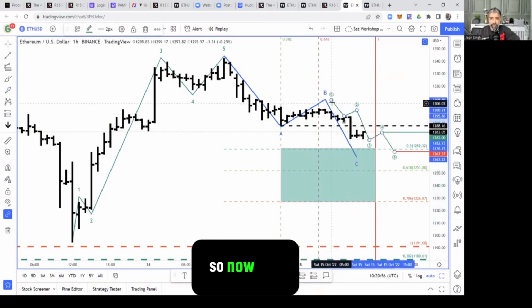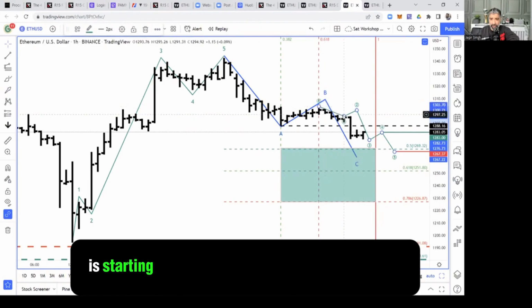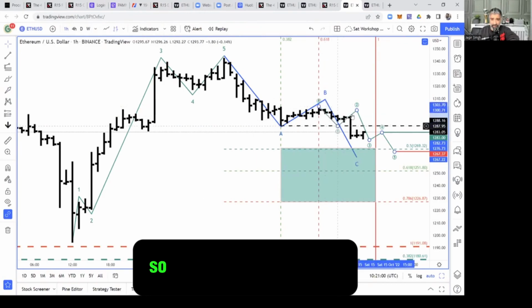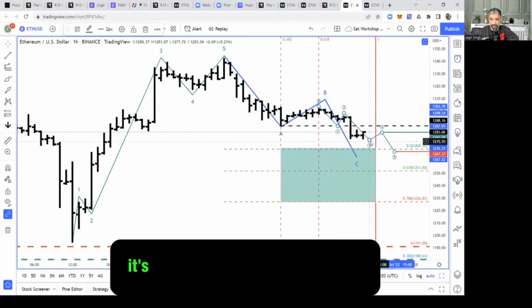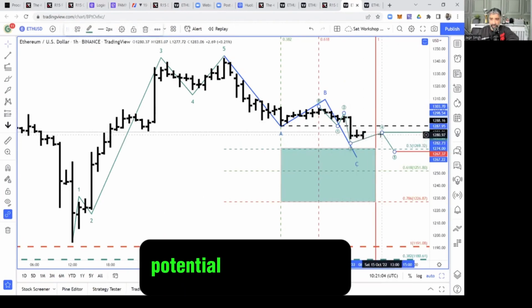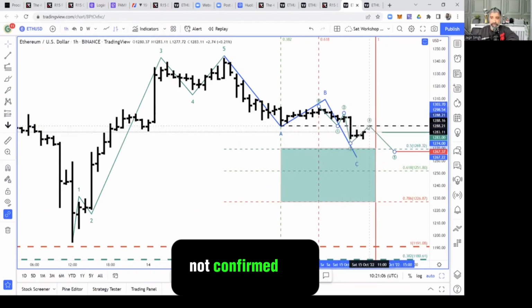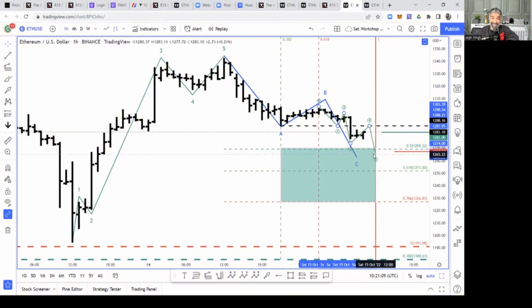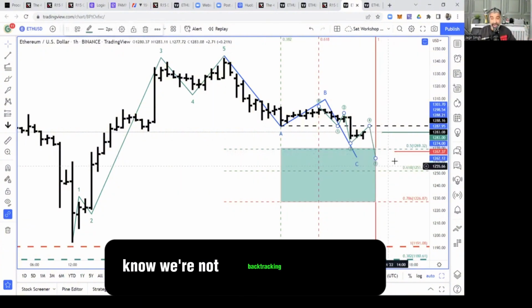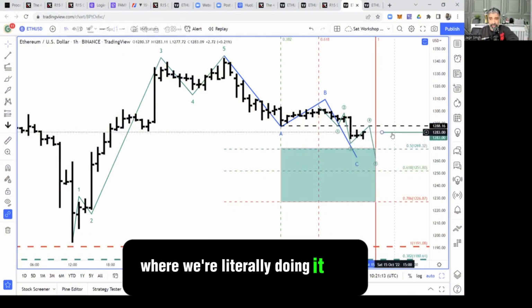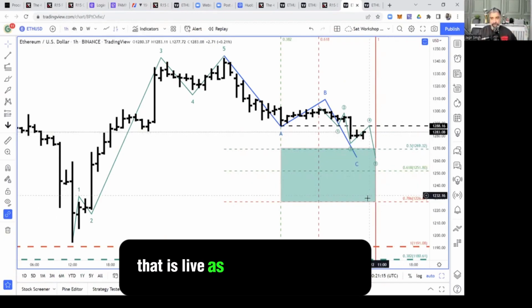And that's what we're going to do, right? So now, it wasn't here this morning, so I'm just going to unfold the data. It's starting to look like some type of potential 5-wave structure. Not confirmed yet, but this is live, right? We're not backtracking data now. We're literally doing it live. Now this is live as we speak. This is the price literally right now.